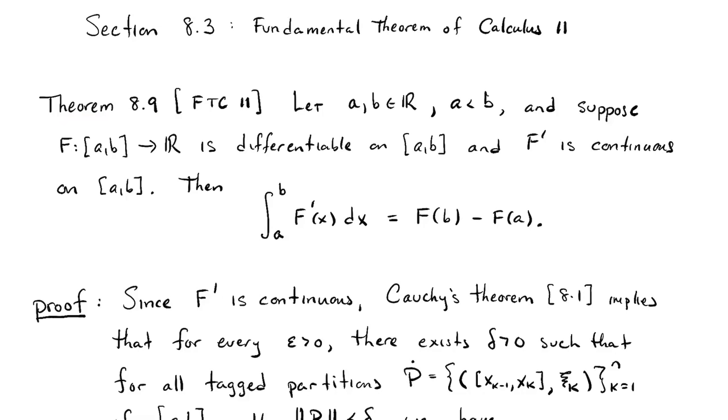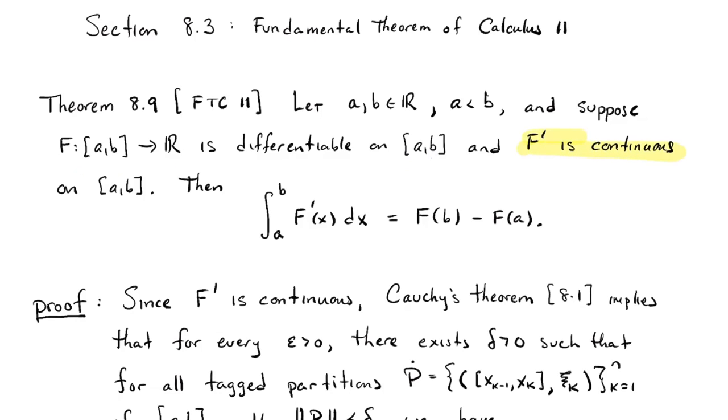Once again, it's about a function on an interval, so the usual preamble. We'll take two real numbers, a and b, assuming that a is less than b. And then the hypothesis on this function, capital F, is that it's differentiable on the closed interval from a to b, with one-sided derivatives at the endpoints. And then we're going to be assuming, in addition to that, that its derivative is continuous.